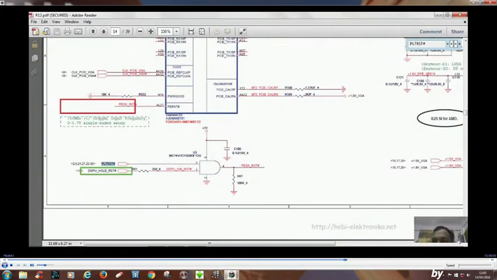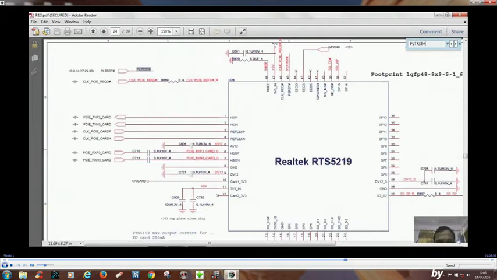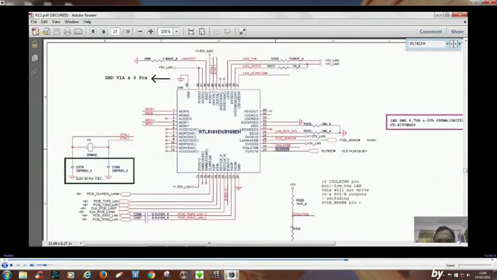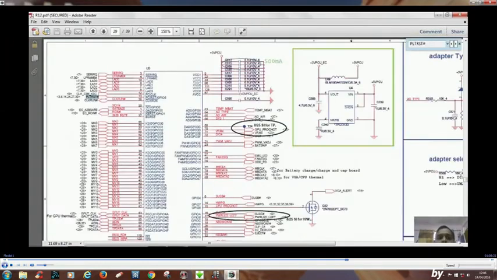You can see everywhere this PLT reset is fed to the Realtek IC. Everywhere you will find this PLT reset. PLT reset is fed to again another IC. This PLT reset will also be fed to the IO controller. Yes, this is also fed to the IO controller. So this is platform reset.